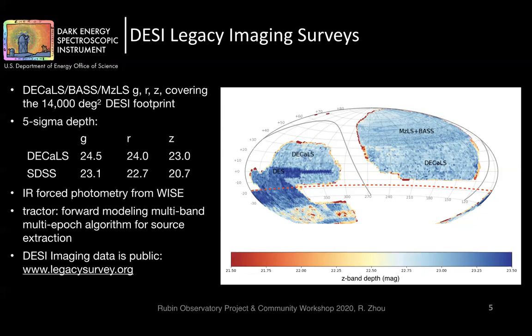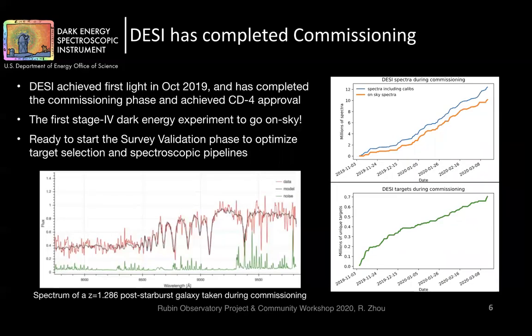Besides the optical photometry, we also include infrared photometry from the WISE satellite, and it plays an important role in the LRG and quasar target selection. All this imaging data are processed by the DESI imaging pipeline, and we use an algorithm called Tractor that performs forward modeling multi-band, multi-epoch source extraction. All this imaging data and source catalogs are public, and you can find the latest data release at this URL.